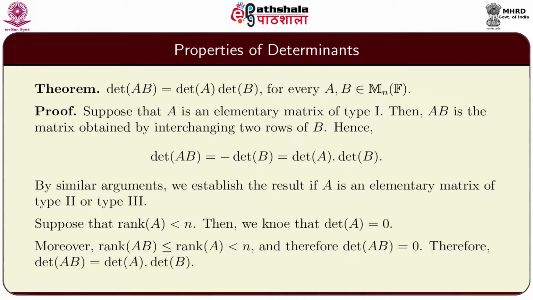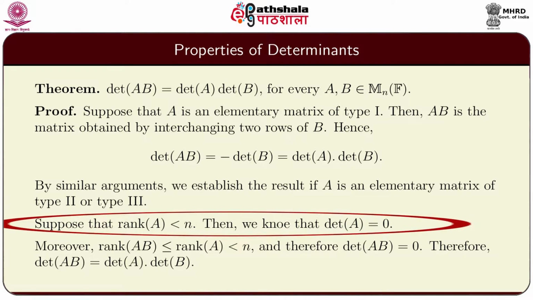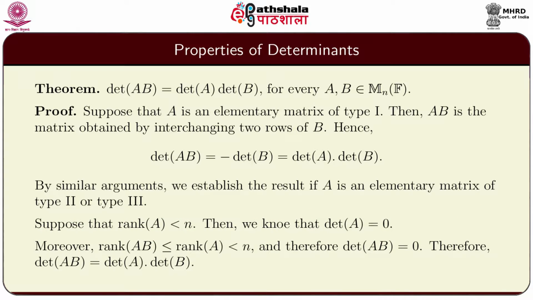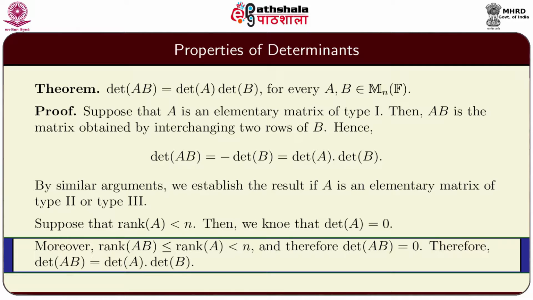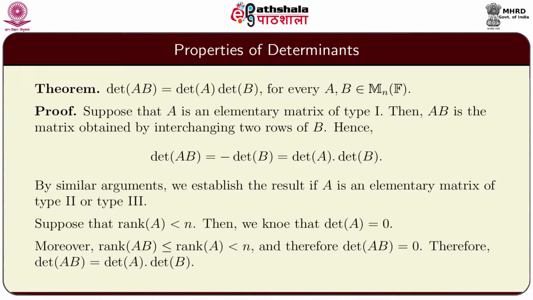Now, let us assume that rank of A is less than n. That means rank of A is not the full rank. Then we know that determinant of A must be 0. Moreover, rank of AB is less than or equal to rank of A, and that is less than n, and therefore determinant of AB is also 0, and that proves the multiplicative property for the det function under this condition.